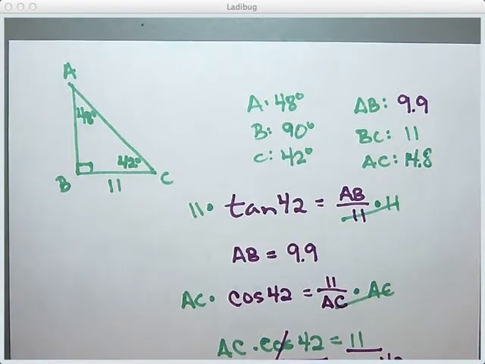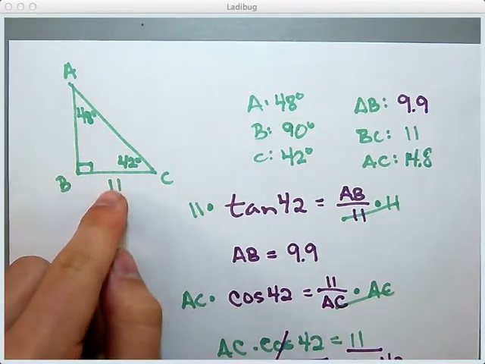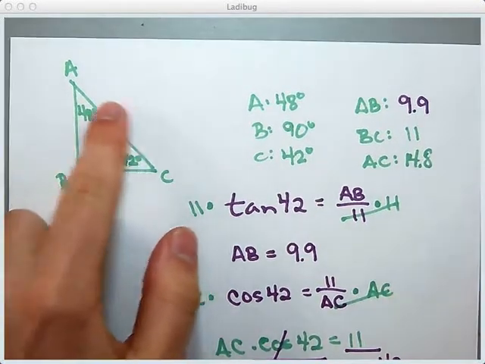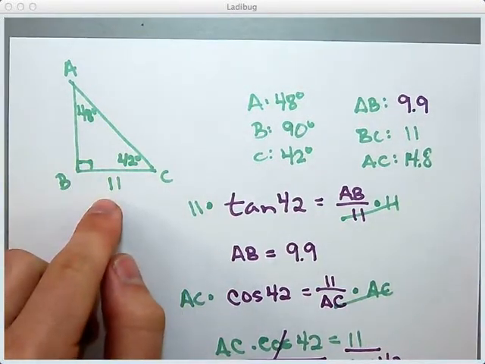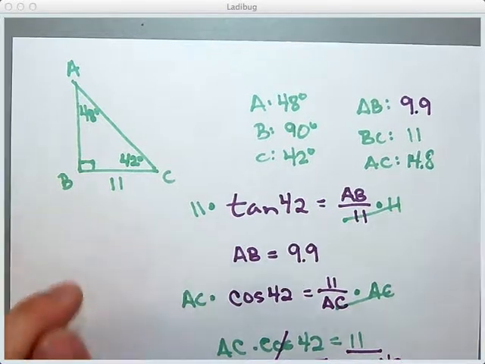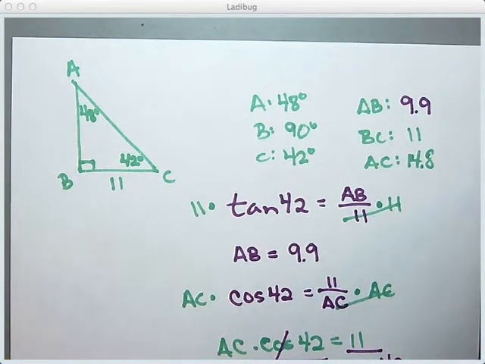So that's the case where I have interior angles and I'm solving for exterior sides. Okay, so I'm using trig to find the length of the sides. We can also use trig to find the measure of the angles. And if I'm going to use trig to find the measure of the angles, then I'm going to use an inverse trig function.